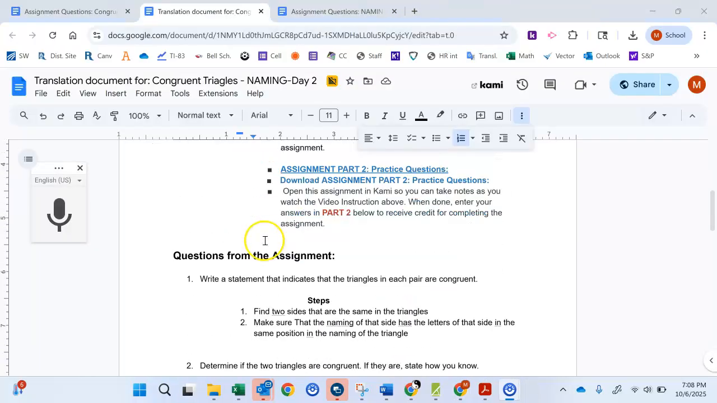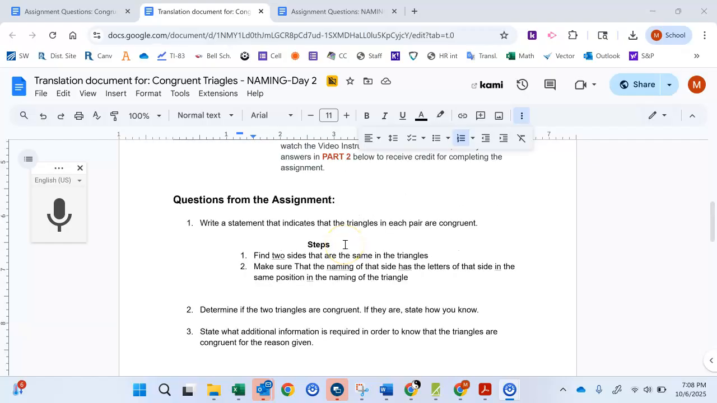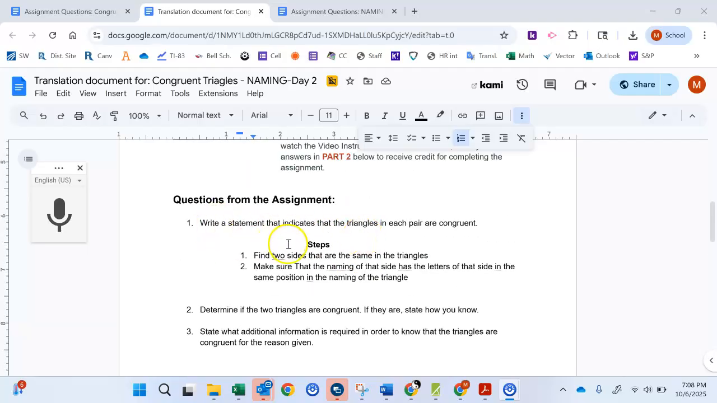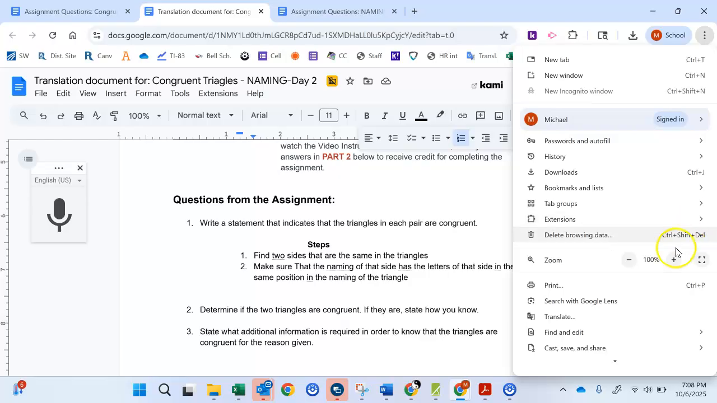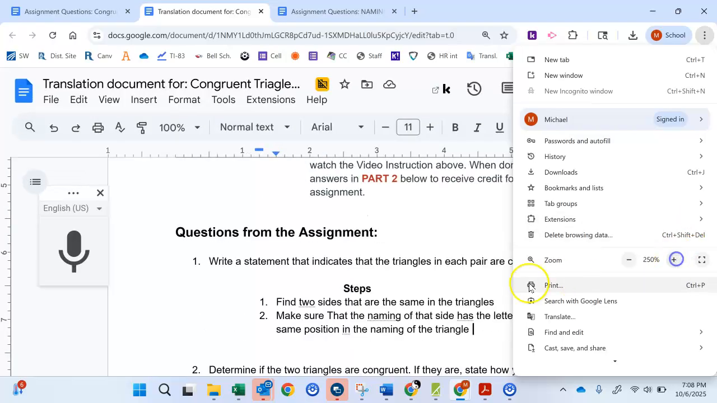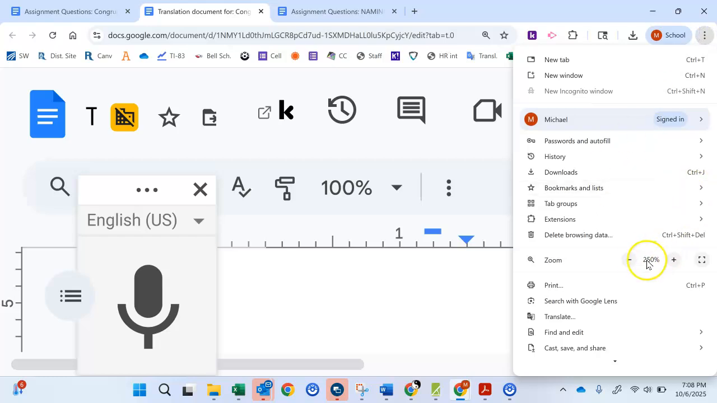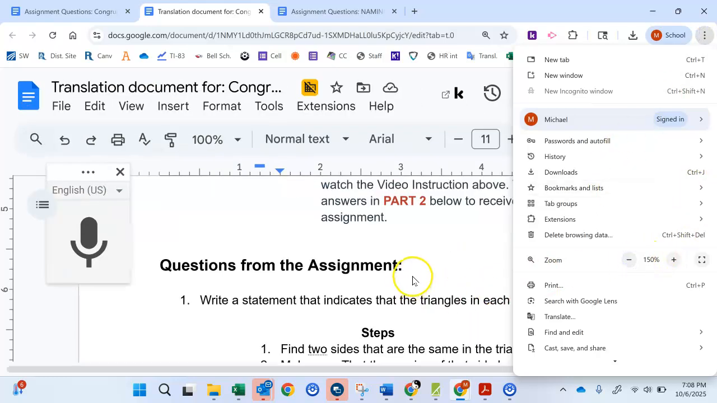Okay, so let me go back again. I'm in the translation document again, okay? And this is something that I want you to see. There's the steps in doing this. So I want to make this bigger. Can I make it bigger? View, zoom. Come on, why isn't it? Oh, there we go. Oops, that's way too big. Sorry. There we go.